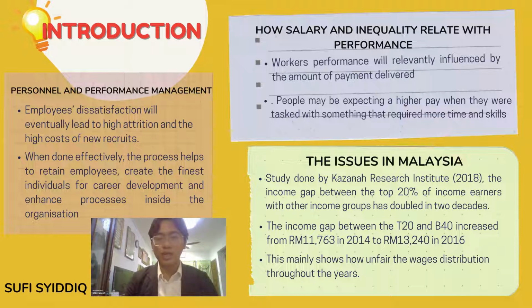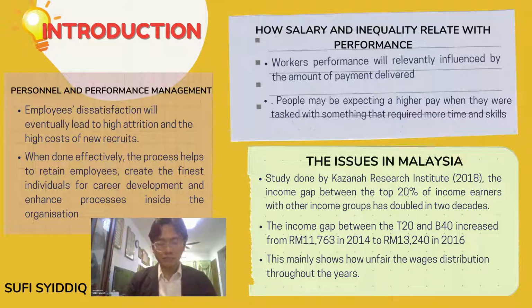So let's move on into how salary and inequality relate with the performance. The workers' performance will relevantly be influenced by the amount of the payment delivered. I think this issue is not a secret anymore, because people may be expecting a higher pay when they are tasked with something that requires more time and skills for them to do that. So lastly, the issues in Malaysia.